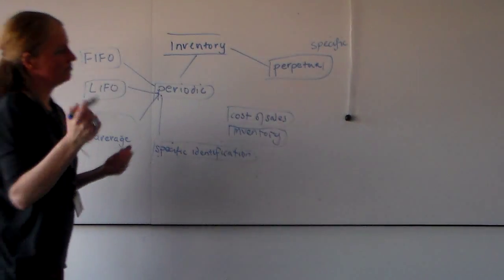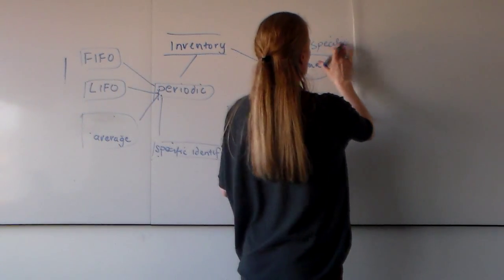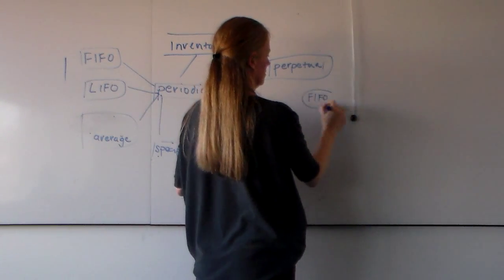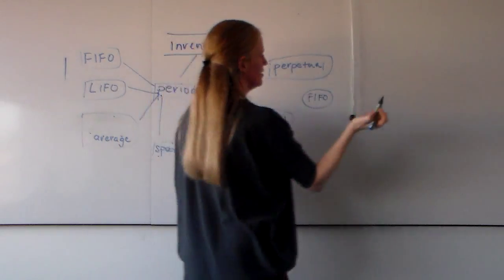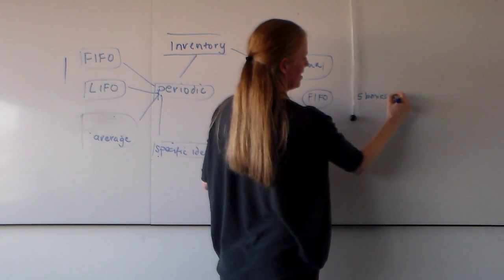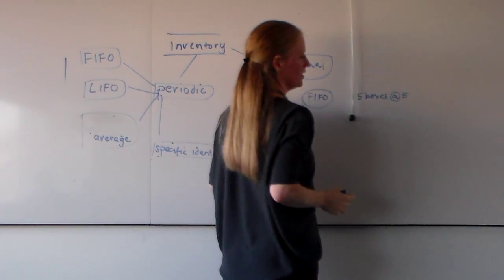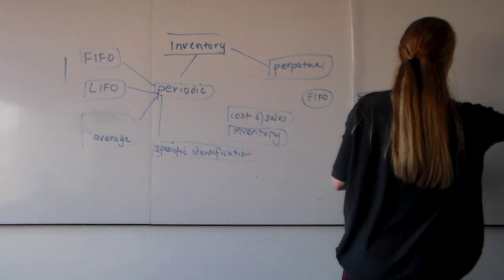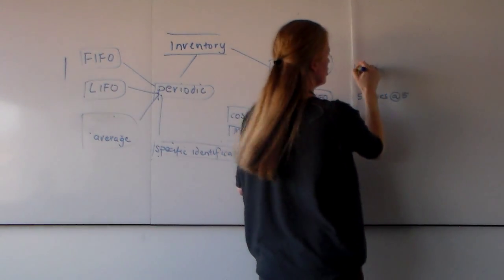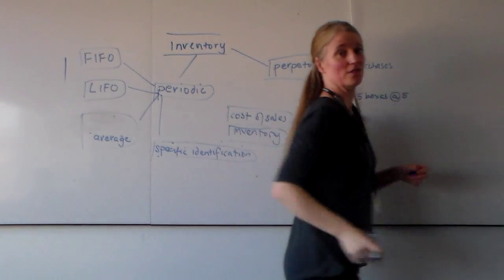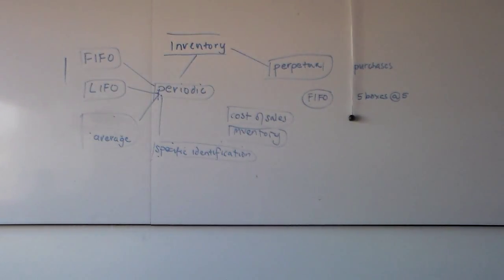Okay, so let's just say, for example, we're using FIFO. And I say I bought 5 boxes and they cost me $5. So my inventory is, I'm going to have purchases. Okay, I'm going to just move this a bit.